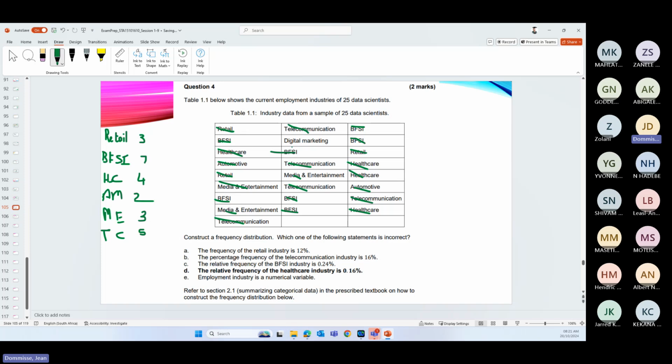And what is left? None there, none there. So digital marketing, one of them. And then let's just check: 10, 14, 16, 19, 20, 25. So I do get 25. So then the frequency of retail is 12%. So retail is 3 divided by 25 times 100. And so that is 12%.